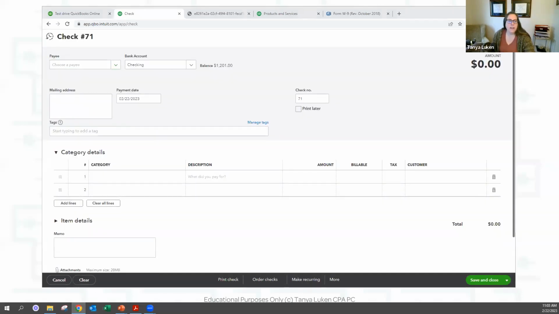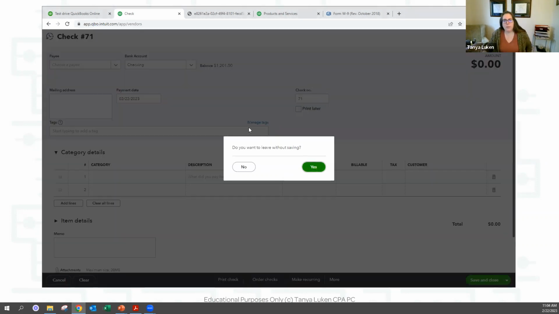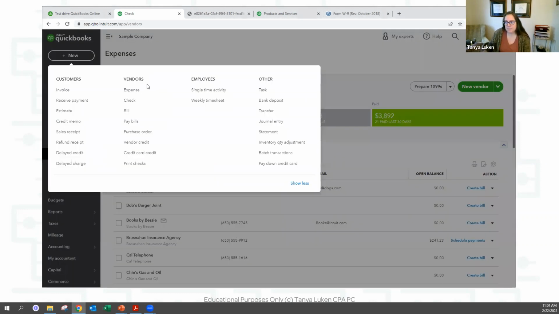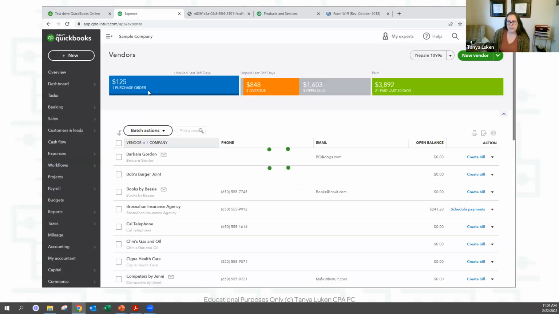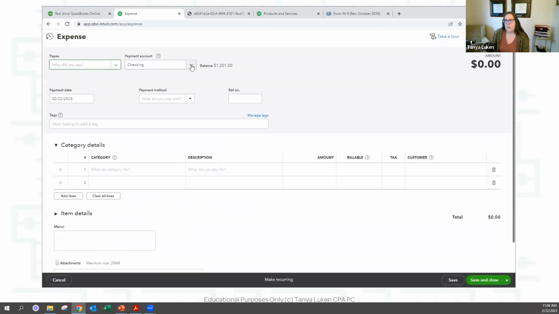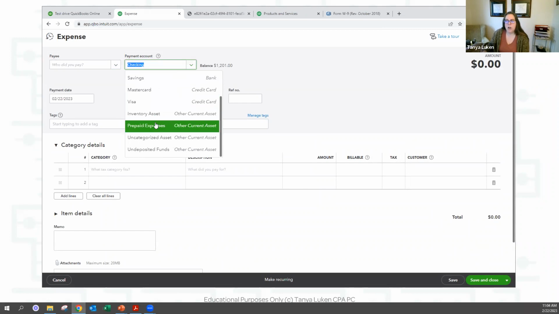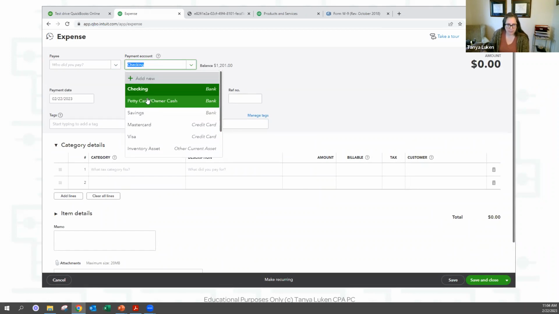Okay, so we talked about how you set up a new vendor, and how you can get to different places to set one up. Now I want to show you a couple other things. In this plus new button, there are a few things we want to talk about. An expense is for your credit card purchases, your debit card purchases, your petty cash purchases, things like that. When you go to your payment accounts, it's going to list all of your payment accounts that are available to you.